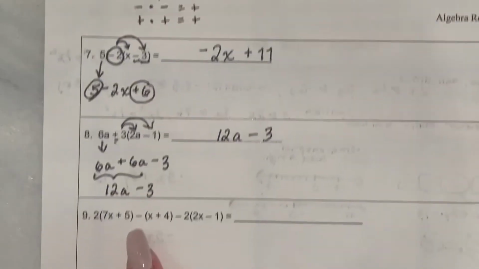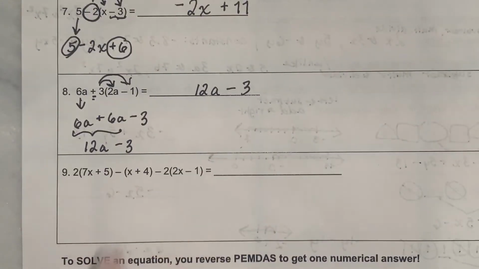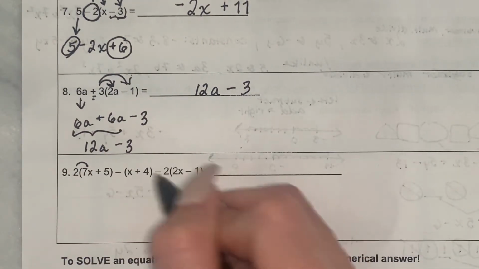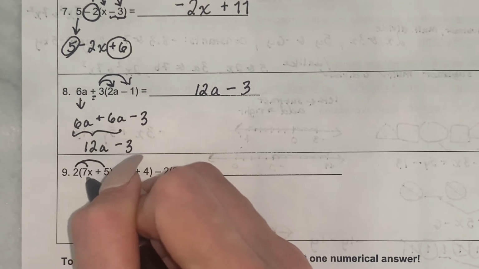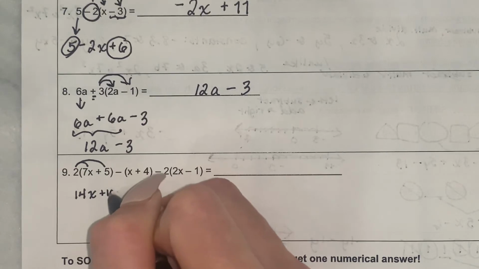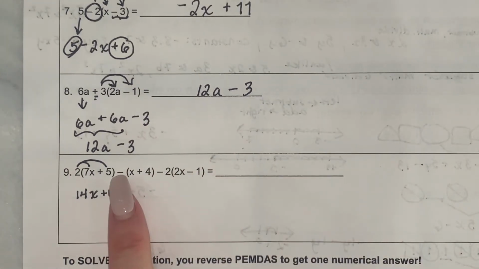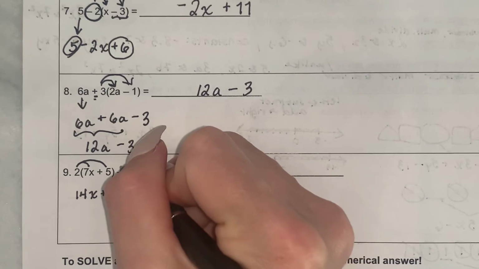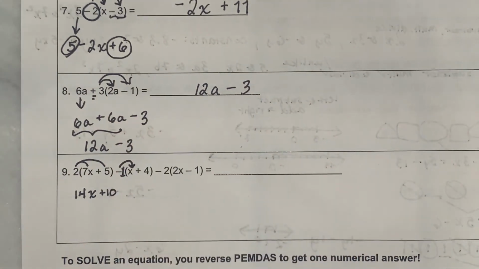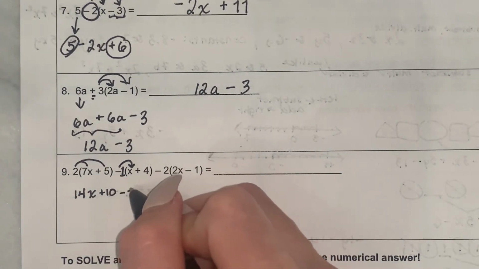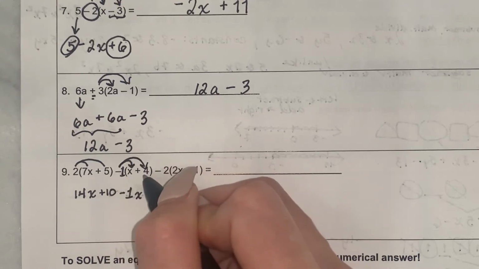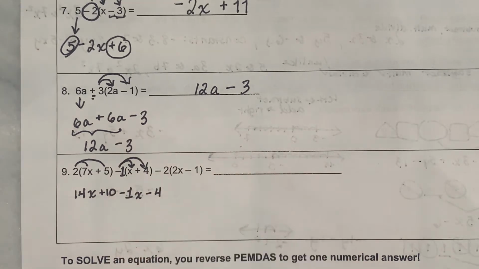Next one is going to be this doozy right here. So we're going to start with distributive property because none of these terms inside are like terms. So 2 times 7x is 14x, and 2 times positive 5 is positive 10. Now I don't bring this negative sign down just yet. What I want to do is multiply it by the x. It's actually like a -1 if you want to think about it like that. So I'm going to do -1x, and then -1 times positive 4 is -4.